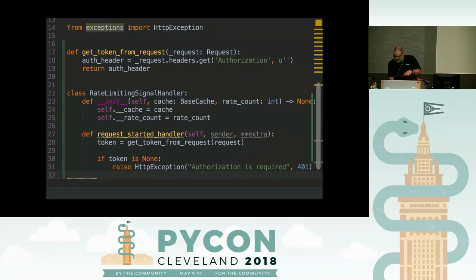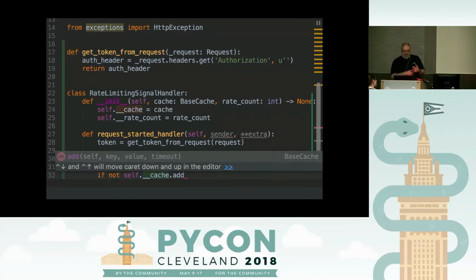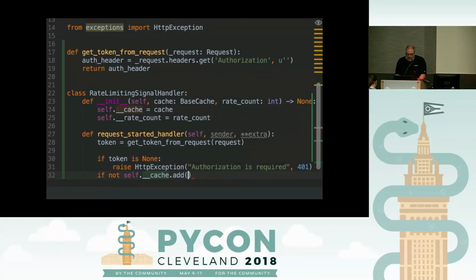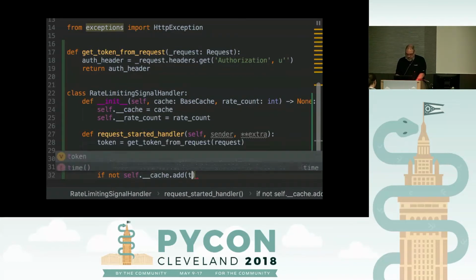So now the next thing we need to do is go see if we've seen this before. All right, so the next thing we have to do, if not self.cache.add. So we're going to do that add we were talking about. Add takes a key, a value, and a timeout. And with the cache, you can set the default timeout, or you can set the timeout value yourself. I'm just going to go with the default timeout, which I think is 5 minutes. So I need the key, and the key is the token.